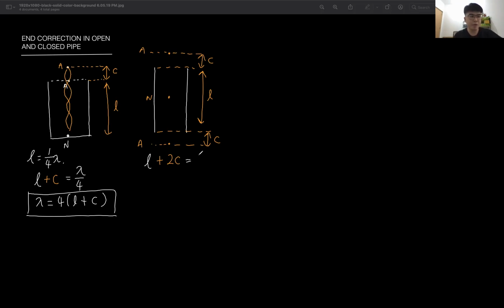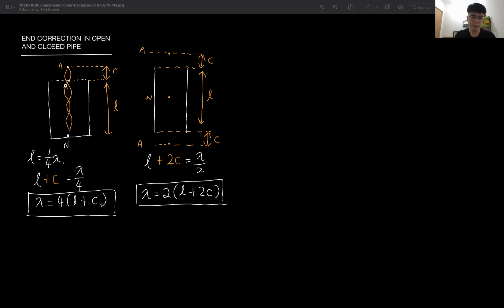what is this? The fundamental mode for the open pipe. This is lambda over 2, the first pattern, the fundamental mode. So lambda equals 2(L plus 2C), that is 2L plus 4C. So these two we use to find lambda. Given the end correction, you have to know the end correction to use this. Now, how to find the end correction then?